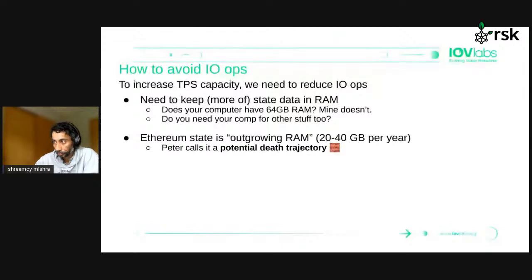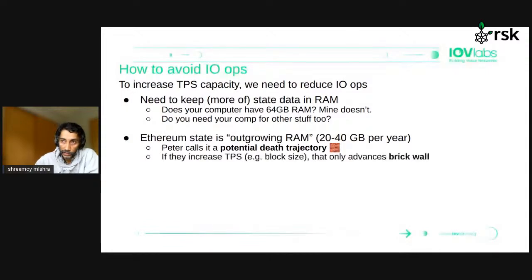Furthermore, the state is growing much faster than RAM is. And so Peter kind of says this is a brick wall and that Ethereum, and all blockchains, including RSK, not right now, but in the future, are on this potential death trajectory. Because RAM is not growing as fast as the state is. And if that keeps happening, we'll never hit a higher level of transaction processing and verification ability. If we increase block size today and encourage the state to grow faster, well, that only pushes this death trajectory, this brick wall, further. It'll happen sooner, not later.